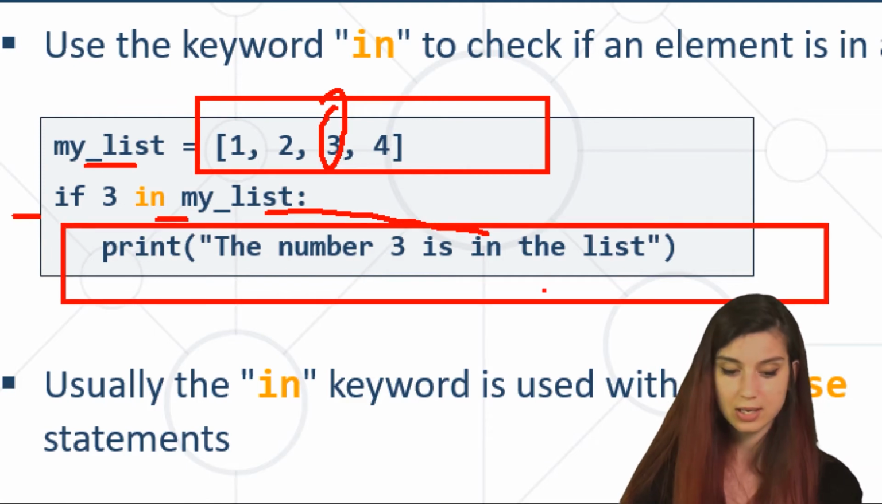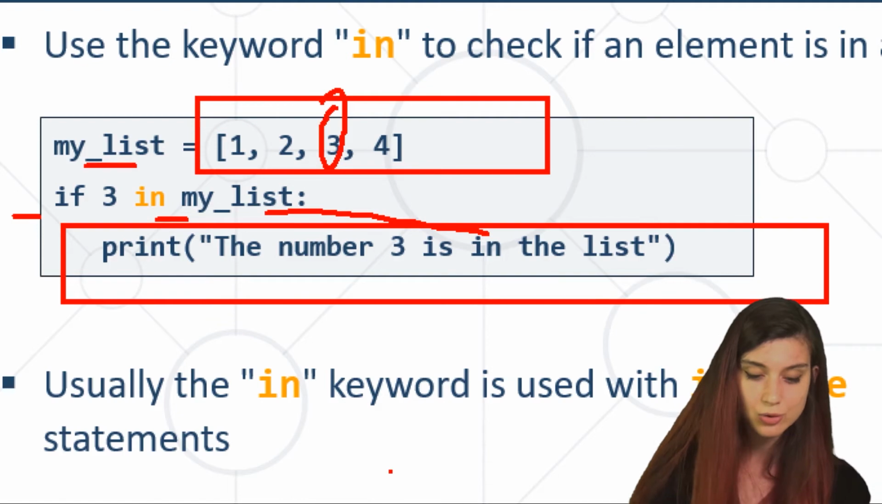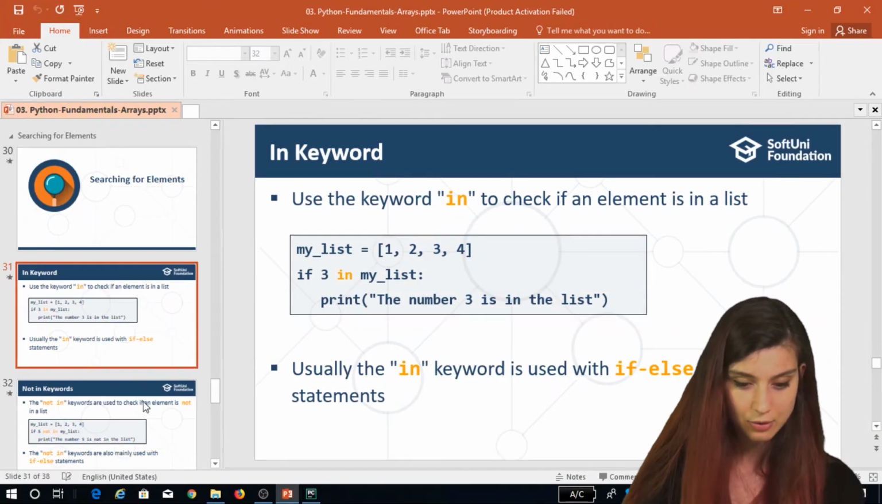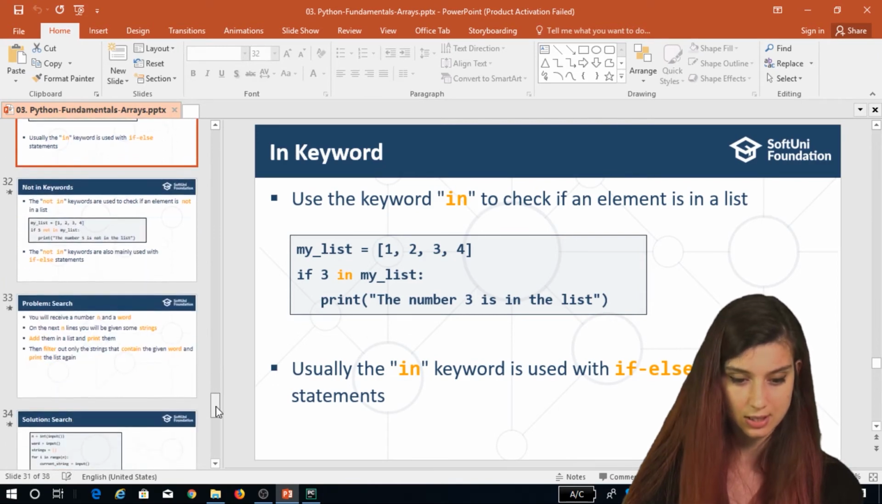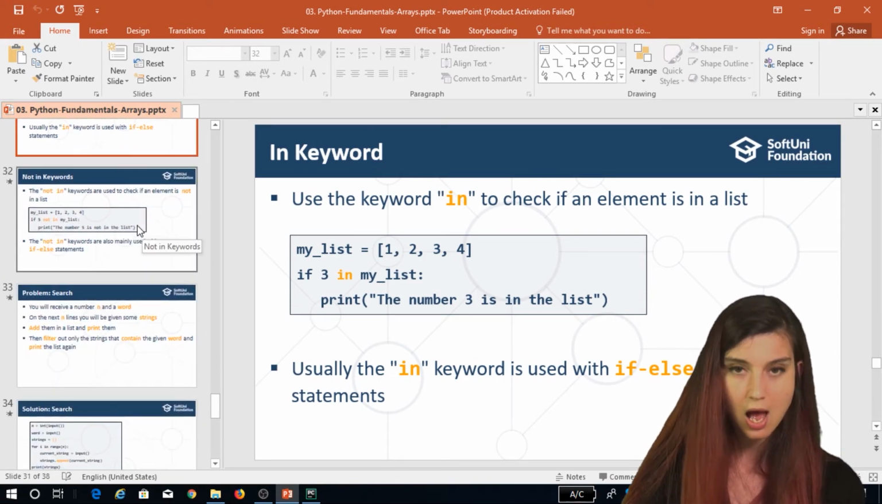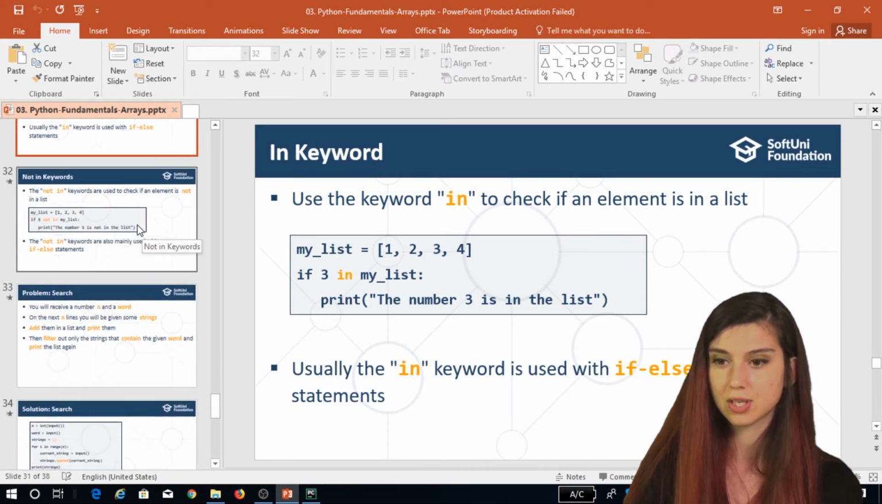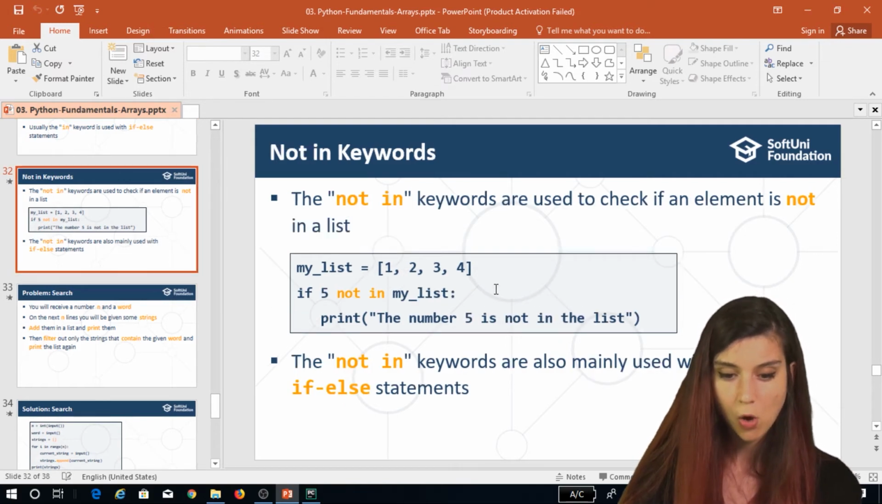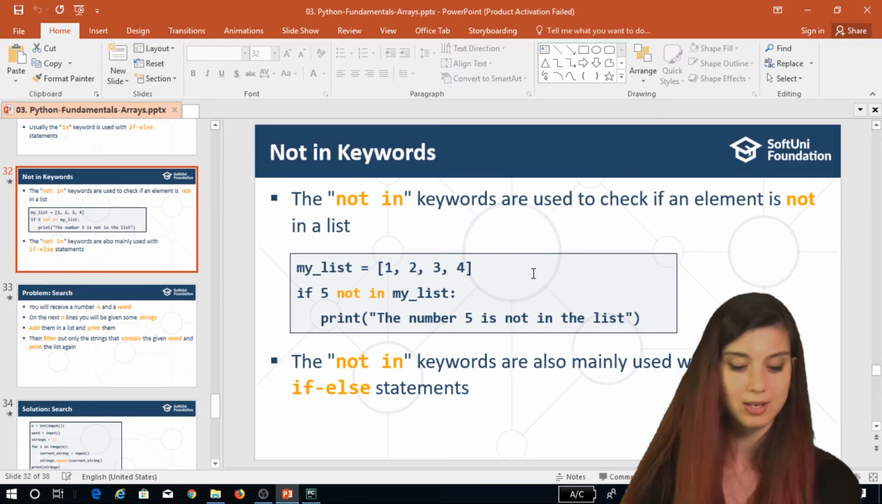The number 3 is in the list. So I can use this in keyword in an if-else statement to check if something is in the list or it isn't. Once again, I can check if something isn't in the list. How can I achieve that? Well, with the not in keywords.